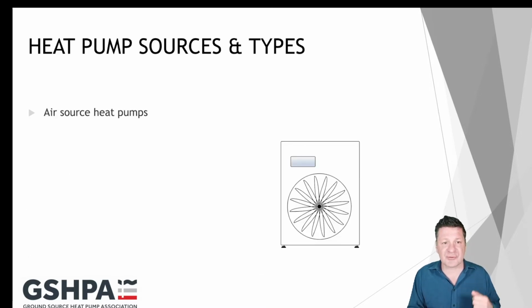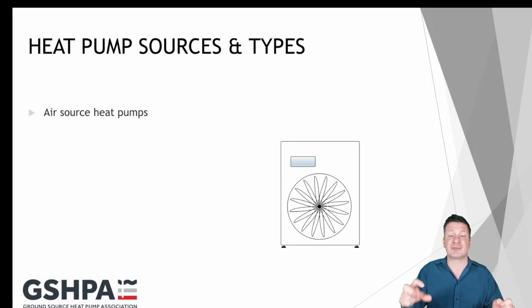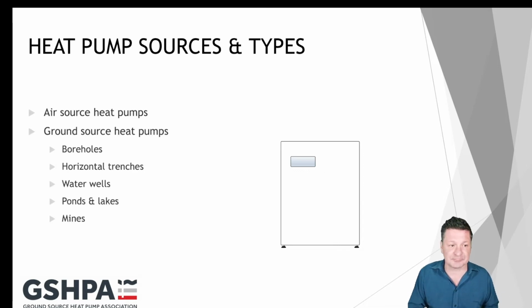So let's talk about some heat pump types and the sources that they employ. First of all, we've got air source heat pumps. They have got fans in them. They are situated external to the building, so they've got to be in contact with the air. The fans draw air through, and the heat pump sucks heat out of that air and delivers it into the building. We also have ground source heat pumps, and these source their energy from the ground.